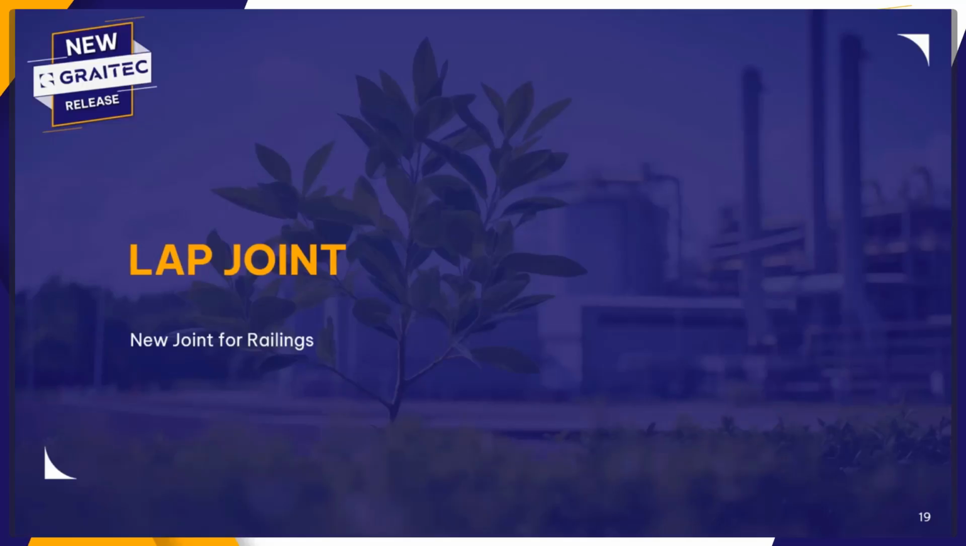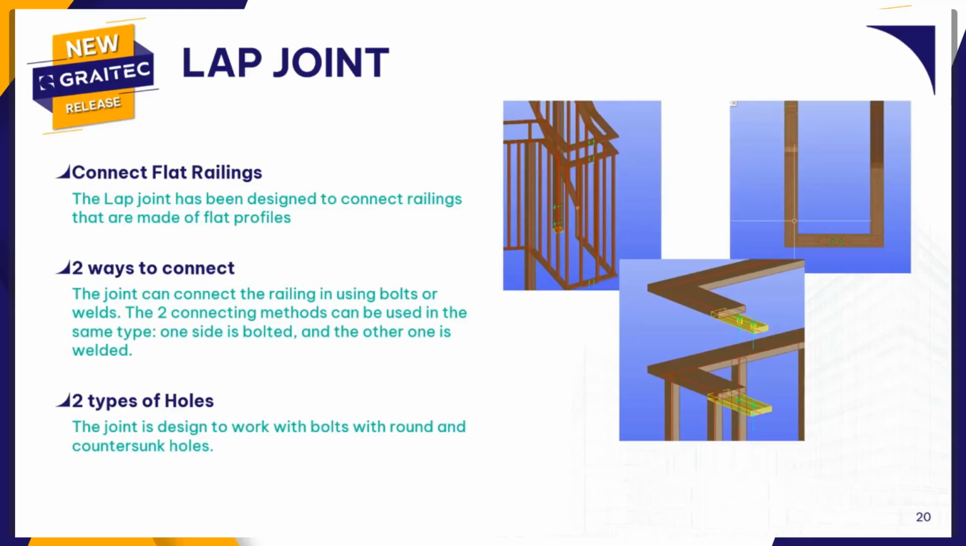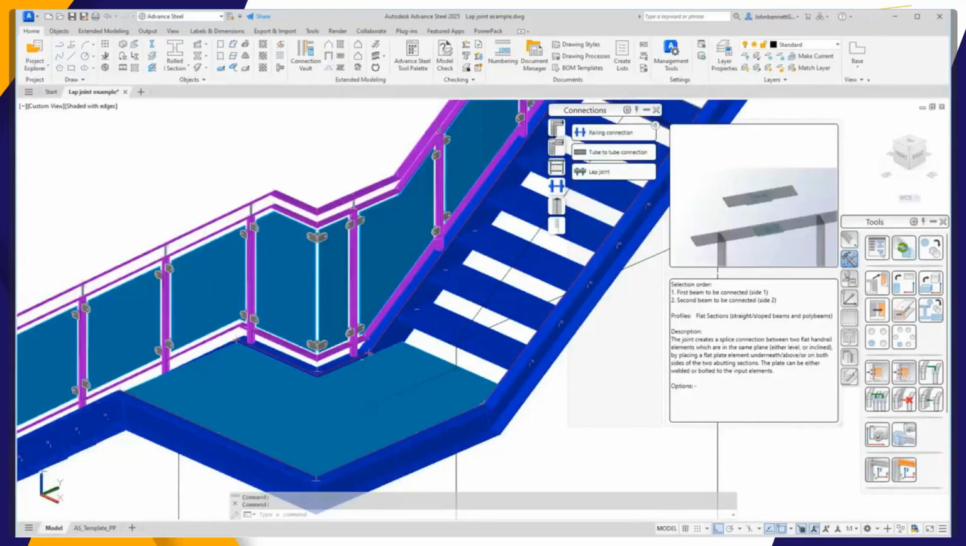We have arrived at the last chapter, the railings, and for the railings in this version we have created a new type of joint, the lap joint. This connection has been designed to connect the railings that are made of flat profiles. You can connect in two ways, with bolts or welds, and you have multiple types of holes. Let's see how we can use this connection in Advanced Steel.